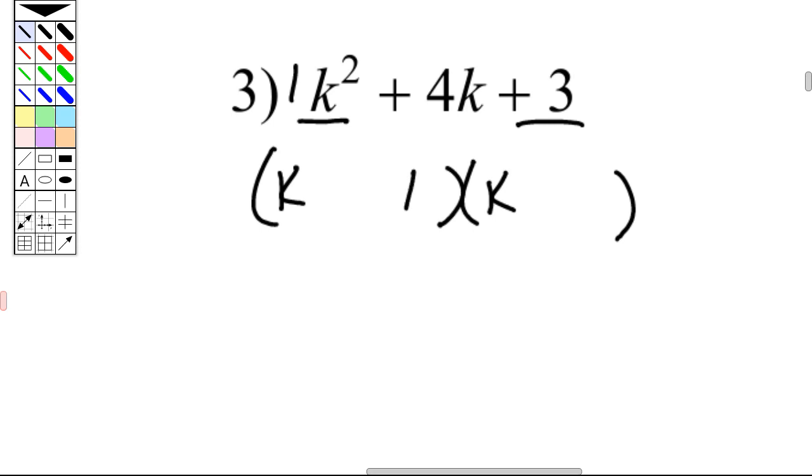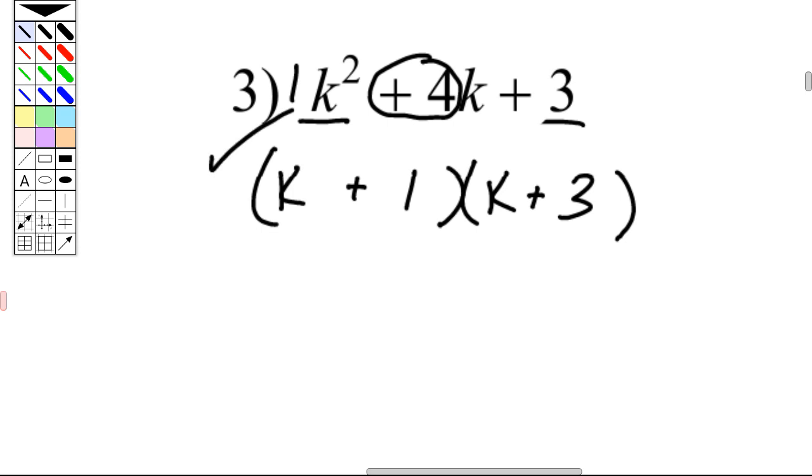1 and 3. Now I think about the signs. They got to multiply to make positive 3, so it's either going to be a negative 1 times negative 3 or a positive 1 times a positive 3. It's got to be one of those two combinations. But they need to add to a positive 4. What does a positive 1 and a positive 3 add to? A positive 4. Checks out.